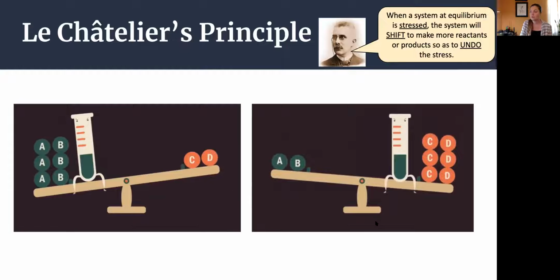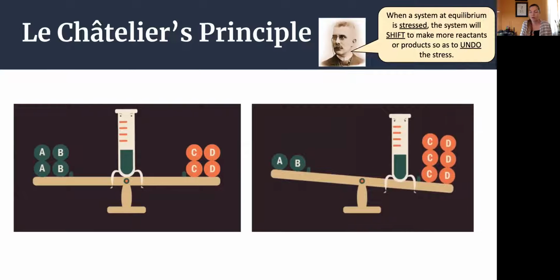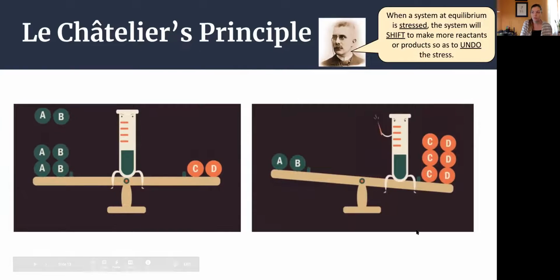Let's look at this one. In this case, we added more products. We stressed it by adding more products. So what's going to happen is the reaction is going to make more reactants to try to undo it. So we have a table that's going to summarize all of this for us.